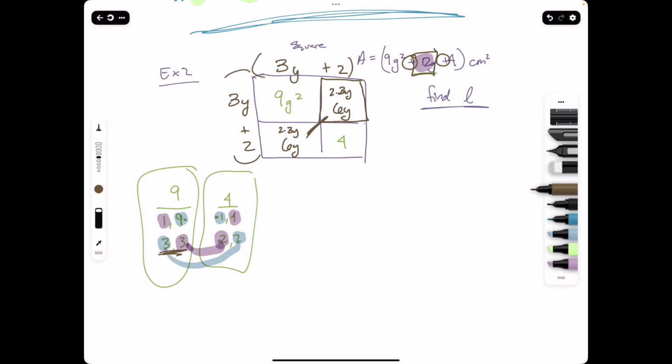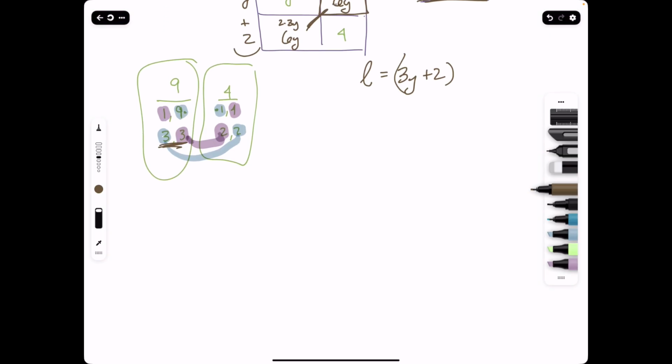So I have my factors. I have my length. Length equals 3y plus 2. Notice it did not ask me for the factored form. It asked me for the length of the side of the square. Pay attention to what's being asked so you actually answer what's being asked, not something you think is being asked. Okay, hopefully so far so good.